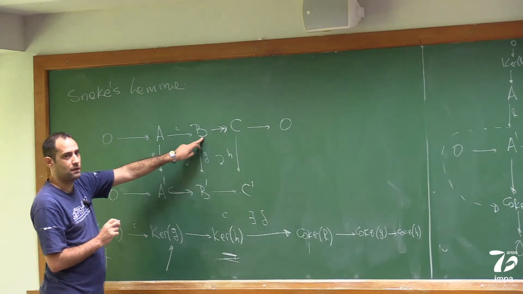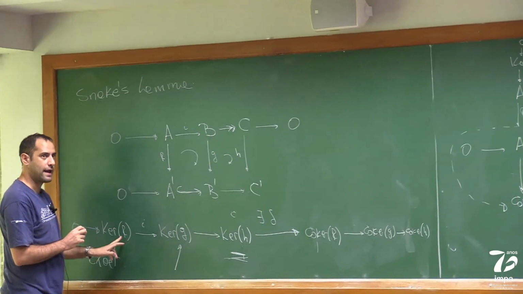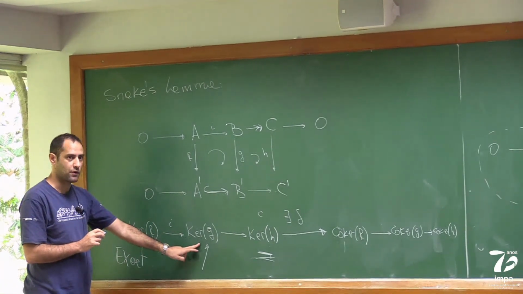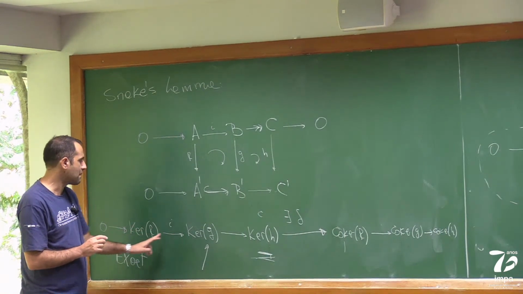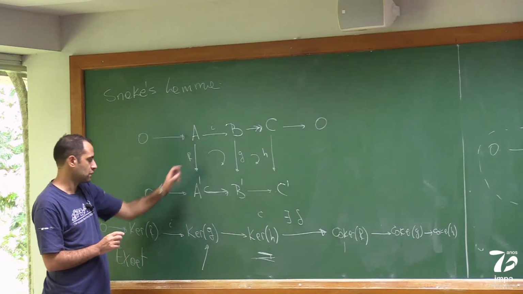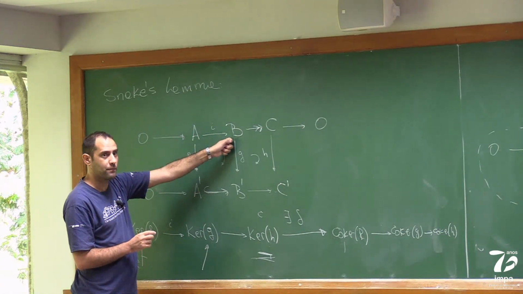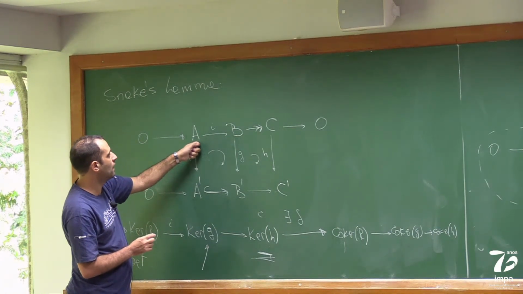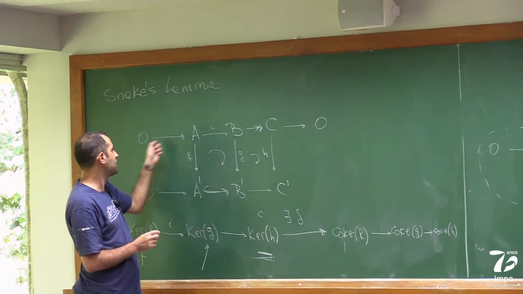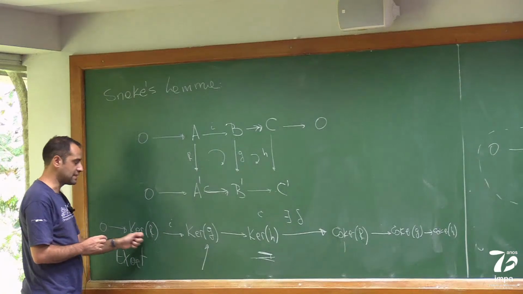That's very simple to see. If this map is injective, and I have something here that goes to 0 here, okay? So what is this map? This map is composition with I. So if I have something in the kernel of F that when I map it by I goes to 0, then that something was already 0 in B. And if this map was injective, this guy has to be 0. So this means that this sequence is exact here.